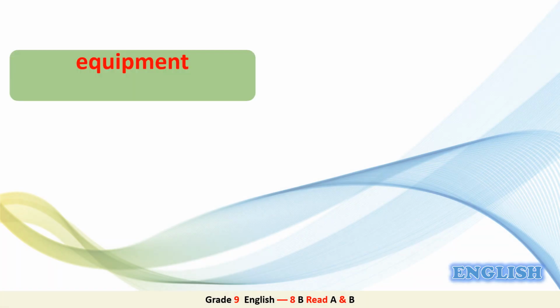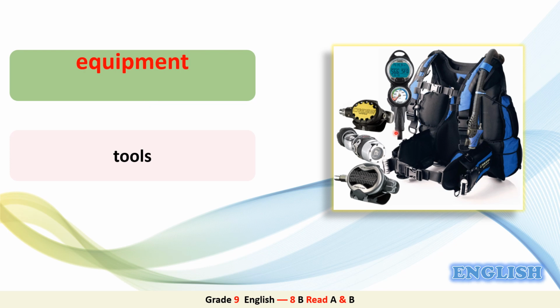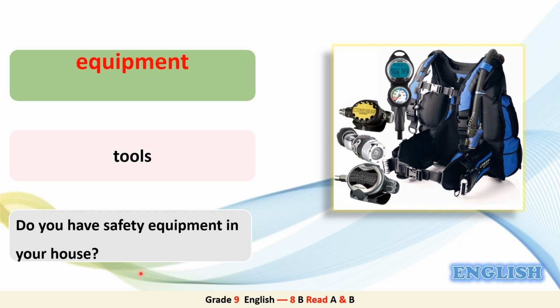The next word is equipment. Equipment. It means tools. Look at this picture. These are equipments. Let's have the sentence. Do you have safety equipment in your house? Now what about you? Can you use the word equipment in a sentence? Go ahead, please.